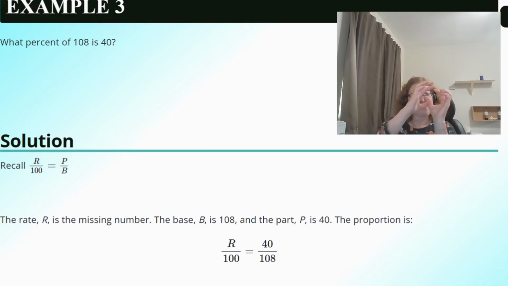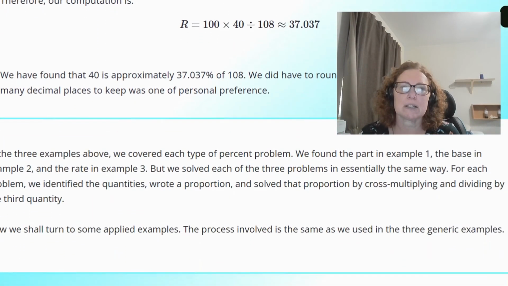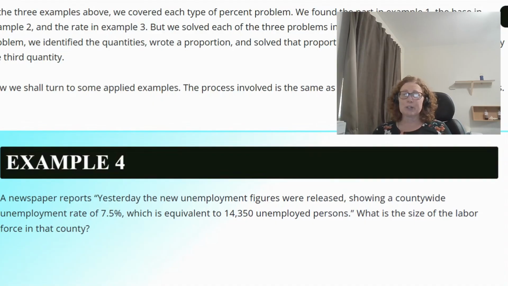What portion is that 40? What part is the 40? Okay, and that is where we come up with the 37%. So we found the part, the base, and the rate in these examples. So you can look at and figure out these problems based on that. But we are also going to look at some applied examples, because that's what this is, applied math.